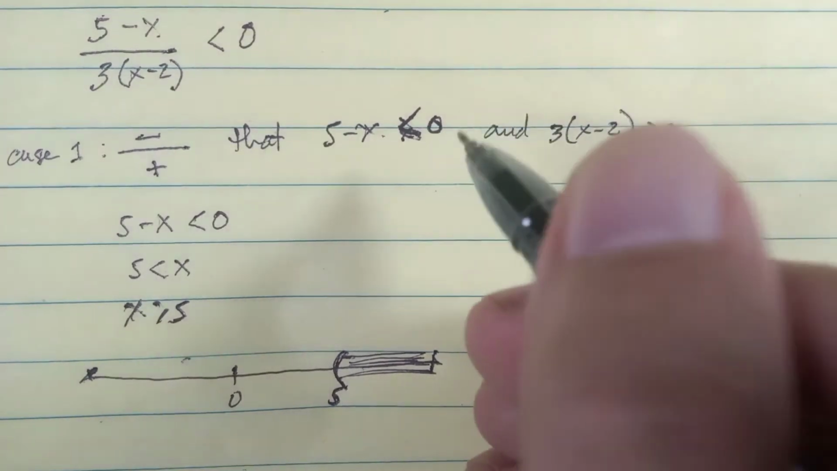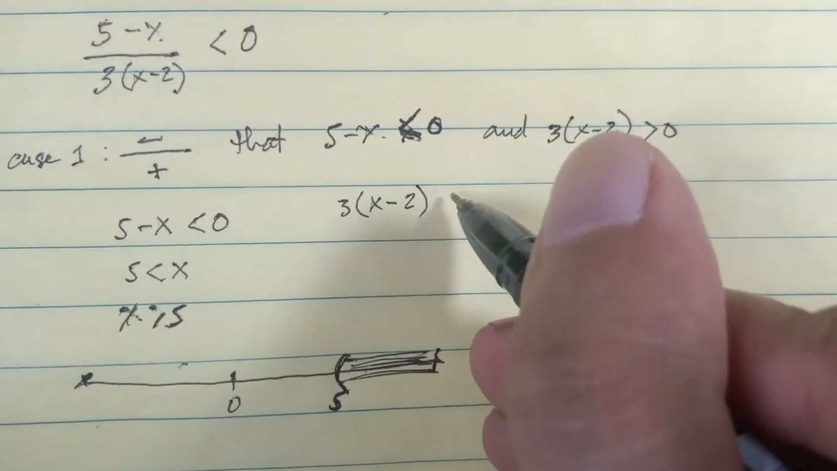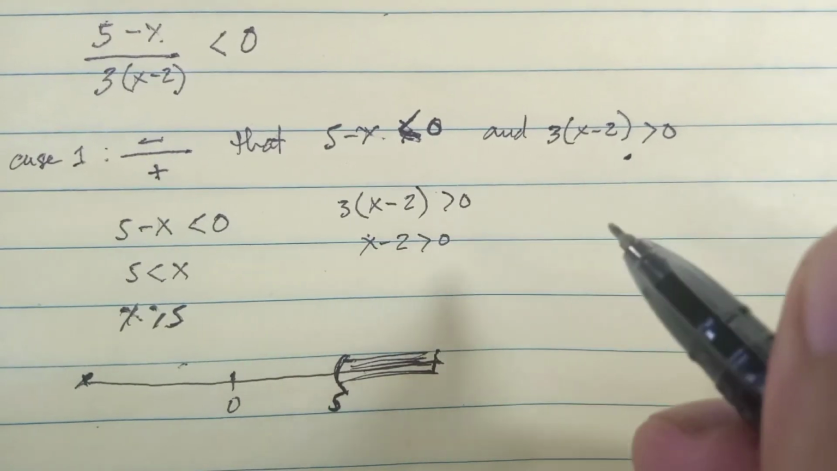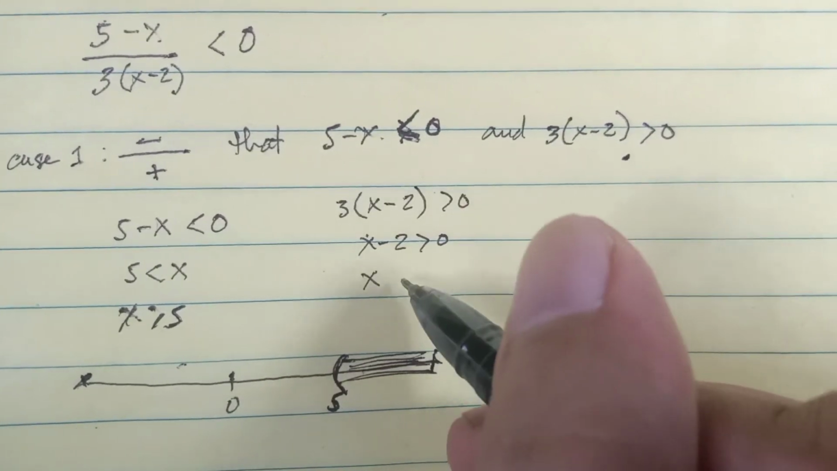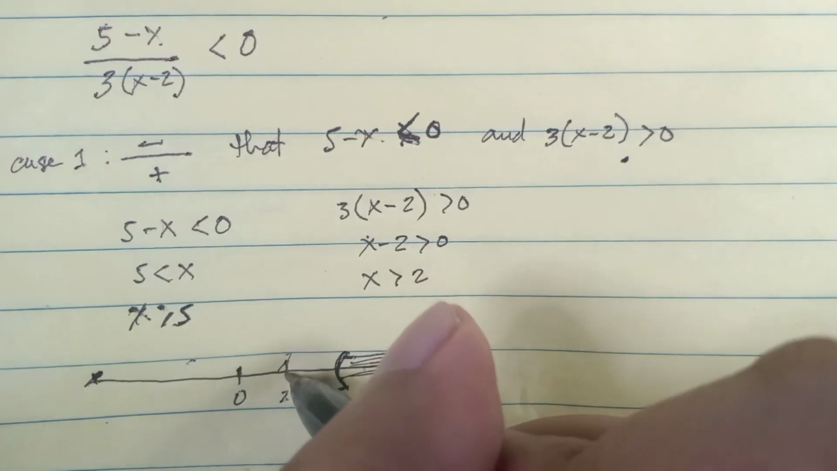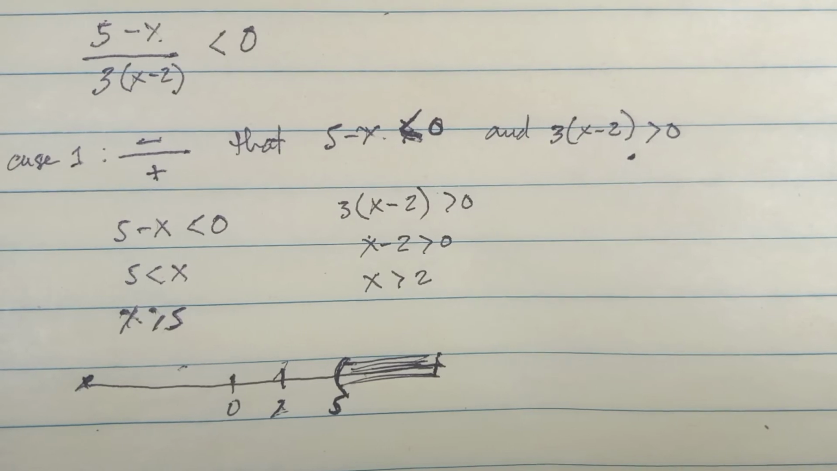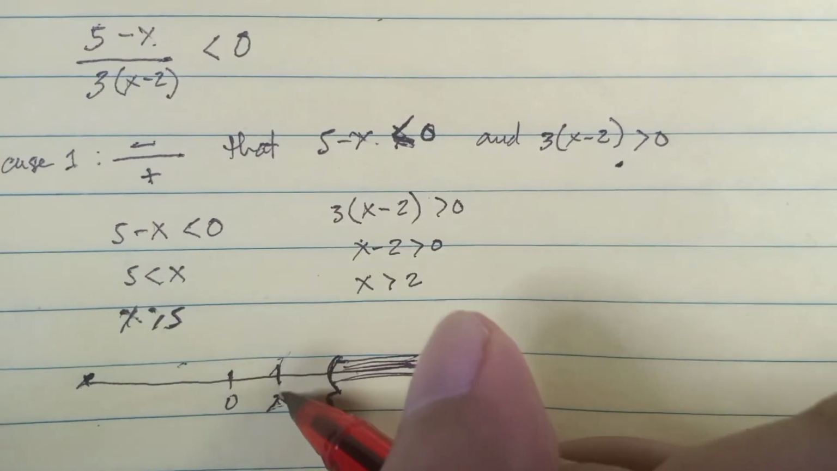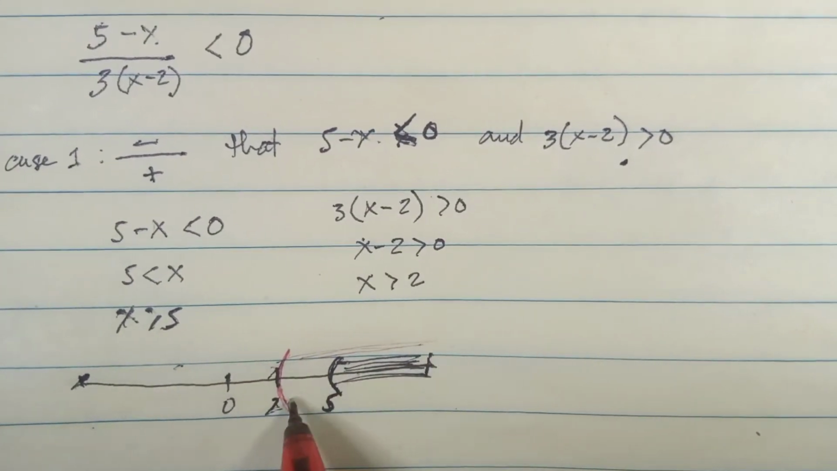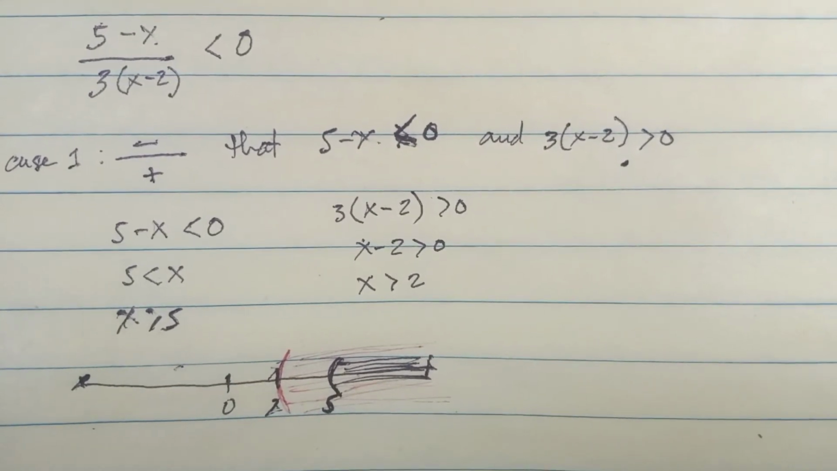And if we have 3 times x minus 2 is greater than 0, that would also mean that x minus 2 is greater than 0. So we have x is greater than 2. Let's say 2 is around here, so it's open, no? So we can have this line there, and that would be that side.